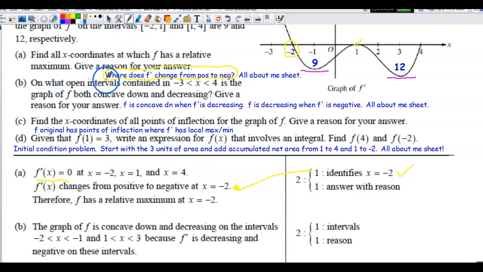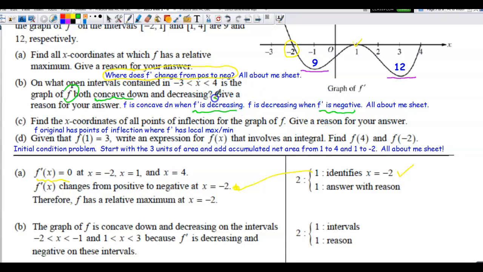In letter B, on what open intervals from -3 to 4 is the graph of f original both concave down and decreasing? Now remember, we have the first derivative, so yes, we can talk about concavity with the graph of a first derivative. Make sure you know that f is concave down when the first derivative is decreasing, and f is decreasing when f prime is negative. So be careful, because it's really easy for your brain to mix up the words decreasing and negative and increasing and positive, and they're just not the same.